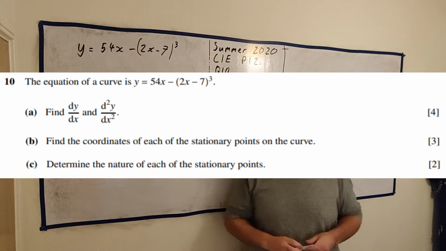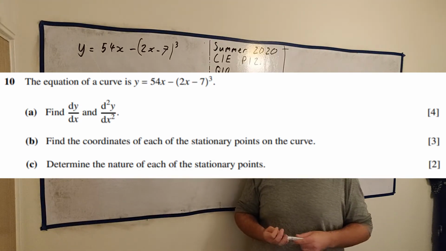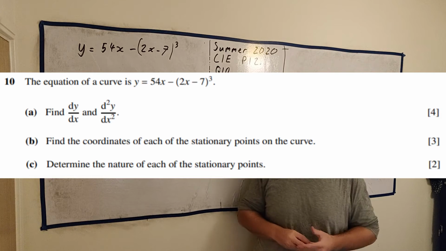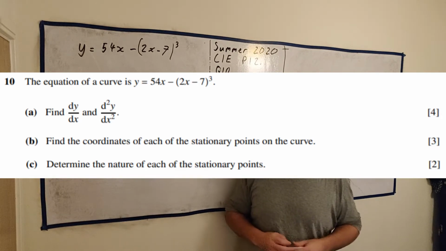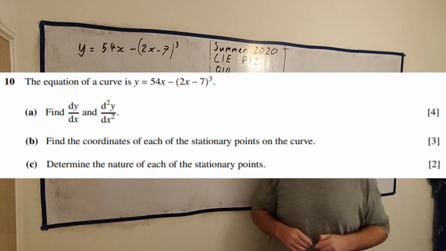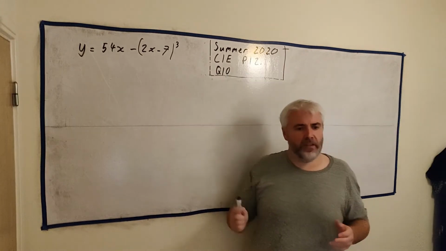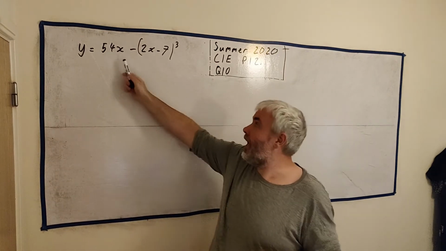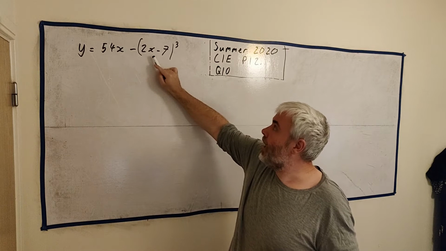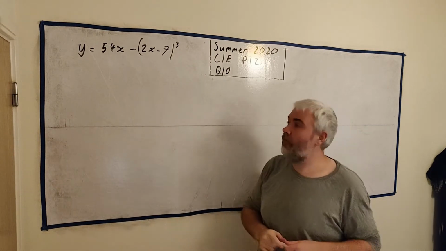This is question 10 from paper 1-2 from the June 2020 exams from Cambridge International Education. In the description below this video, you'll find a link to an image of this question so you can try it before looking at my solution. The question gives us an equation of a curve here: y is equal to 54x minus (2x minus 7) to the power of 3.